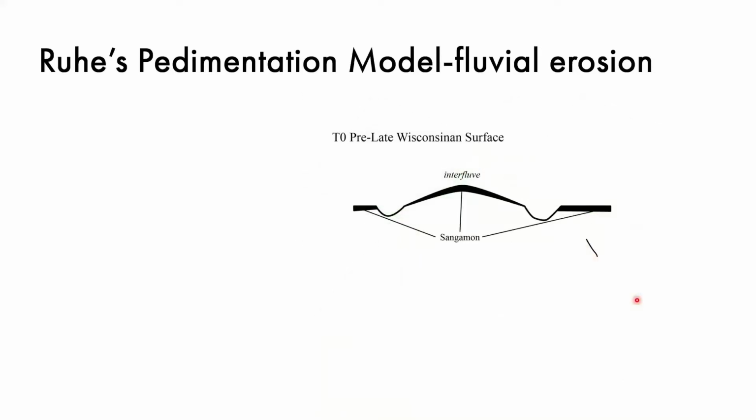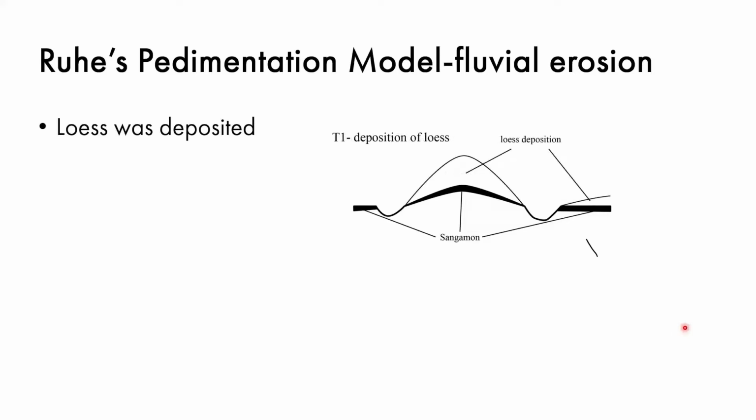This is how he illustrated it. So you have the interfluve, the area between two drainages, as the highest spot, the watershed divide. And then you have a period of loess deposition. Now, Ruy never said where the loess came from or when it came, he just said it came for some reason, not from where either.